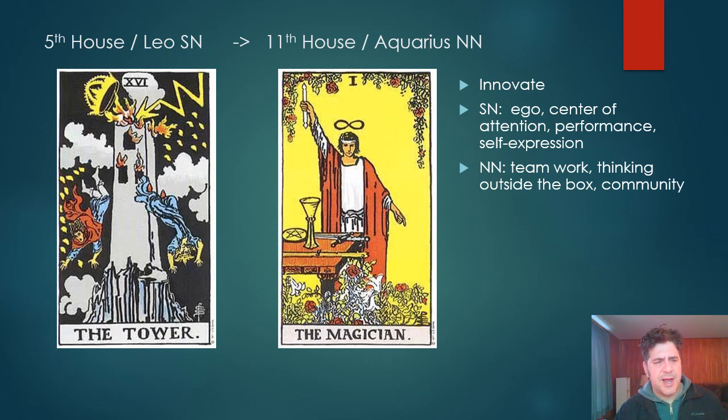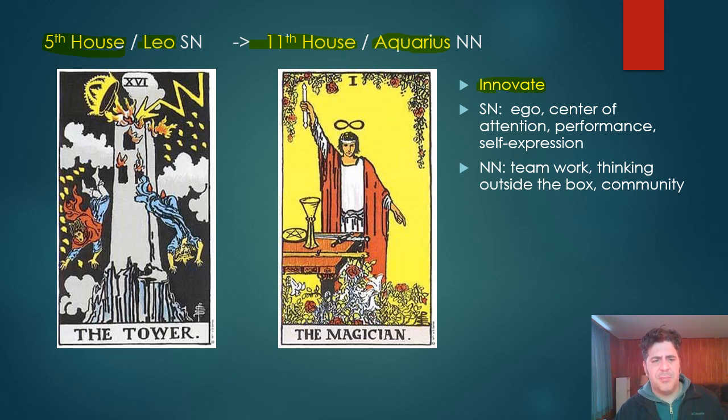Moving backwards through the zodiac and houses, if you have a 5th house or Leo south node, or an 11th house or Aquarius north node, you're learning to innovate. Your south node in Leo has to do with ego, being the center of attention, being performance-minded, self-expression. So you may require a certain level of flattery. Now I have my Leo south node and my Aquarius north node. It's in a different house. It's in the 9th house.